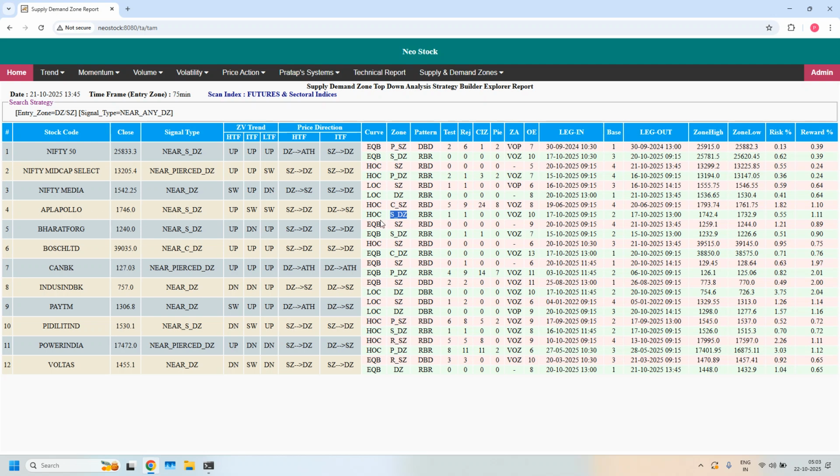Next, APL Apollo is at a 75 minutes high liquidity demand zone. Next, Bharat Forge is at a 75 minutes high liquidity demand zone. Next, Bosch is having a 75 minutes high liquidity demand zone. Next one is Pidilite Industries, which is having a 75 minutes high liquidity demand zone. So in total 5 75 minutes high liquidity demand zones identified from this list.